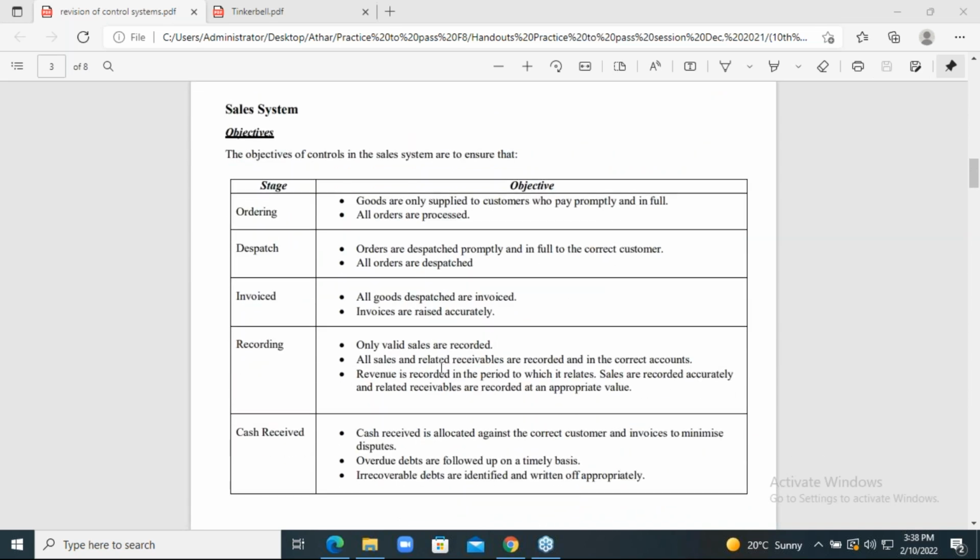Now, how can we achieve this objective? First of all, open your resources, open your books, and learn the sales system, learn the purchase system, and understand what the payroll system is and what the steps of these systems are, and what the objectives and risks of every stage of that system are. Unless you are aware of the stages and the objectives of these stages, you cannot understand the control system question.